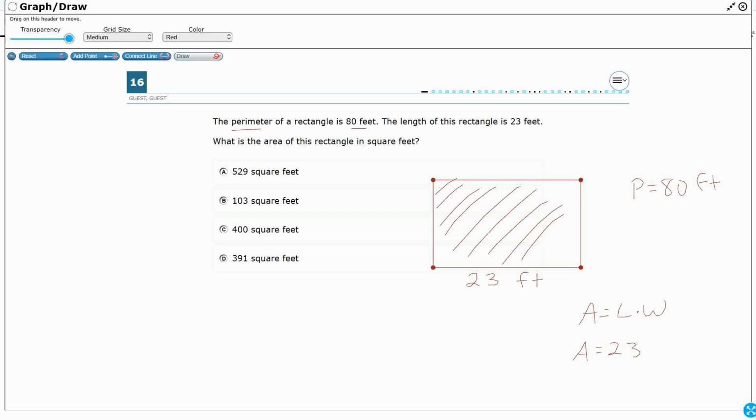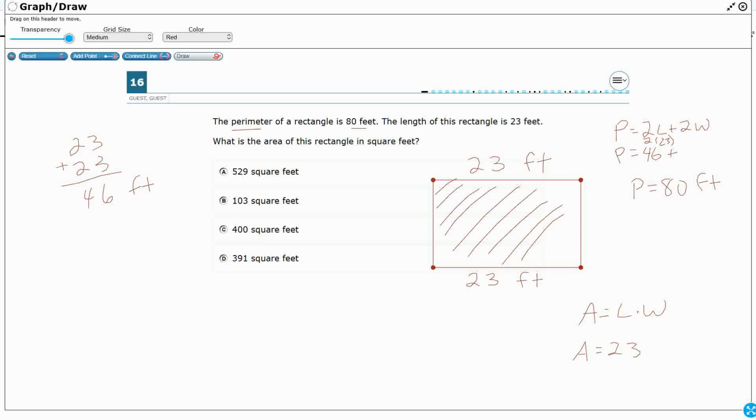Because remember, for our perimeter we're going to double the length, and then we're going to add that to double the width. All right, so let's double this length. If the bottom is 23, that also means the top is 23. So let's see how much that is. I've got 23 and 23. That gets me 46 feet. So the perimeter is going to be double the length, so that is going to be 46, because I just doubled the 23, right?